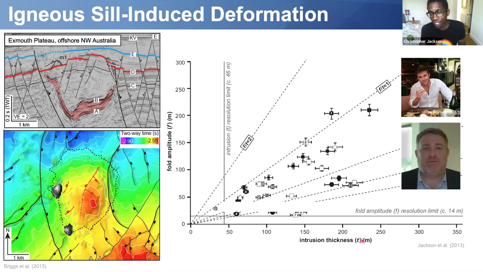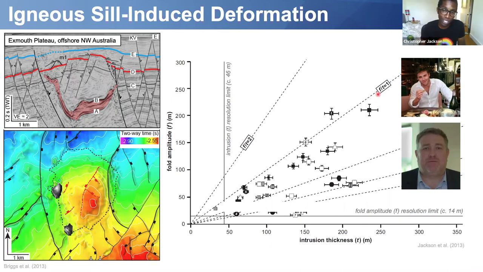This is the thickness of the intrusion, so how thick these intrusions are. This is the amplitude of the fold, so the kind of relief on that fold, how much the Earth's surface is deformed. And this line in here is a one-to-one line. Arguably, if all of the magma that's going in is being transformed into uplift of the Earth's surface, all the data should sit on that one-to-one line.